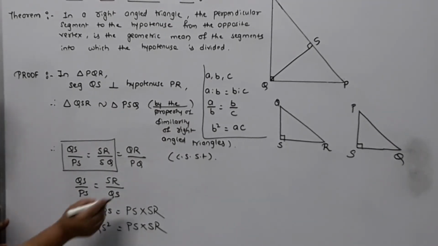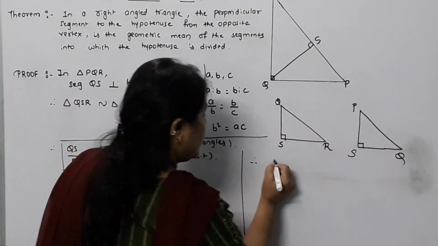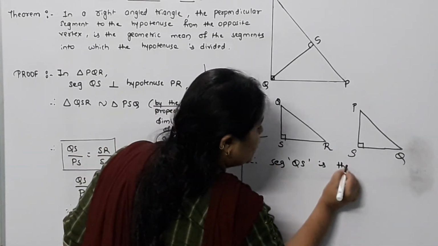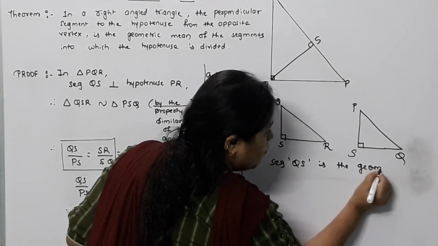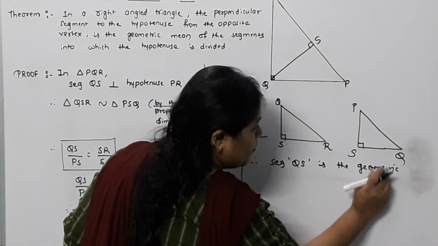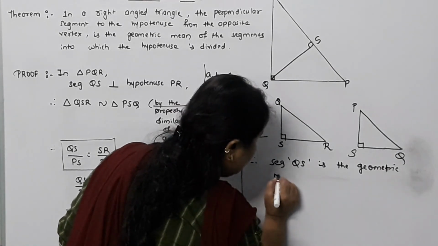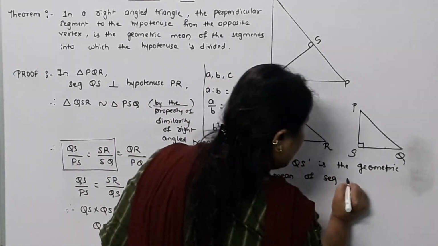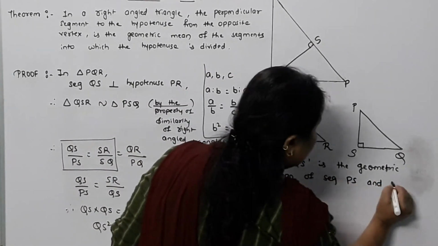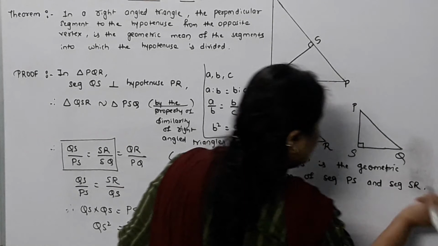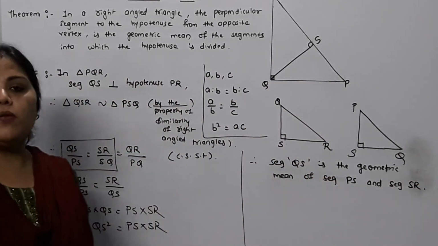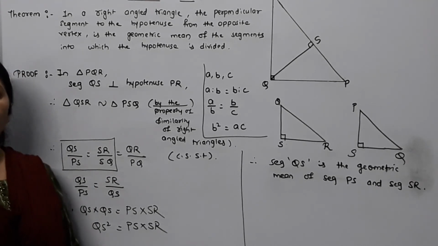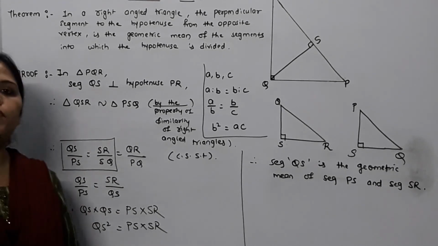So our last statement will be therefore seg QS is the geometric mean of seg PS and seg SR. Okay, so QS is the geometric mean of PS and SR. Now we'll see the most important theorem of this chapter, that is Pythagoras theorem.